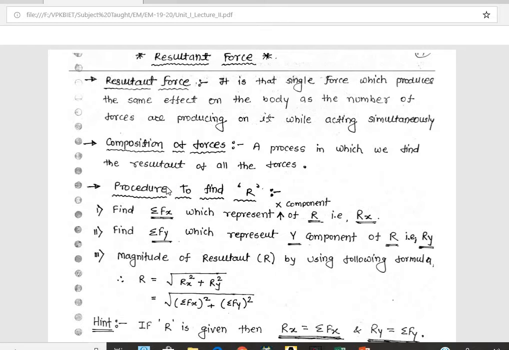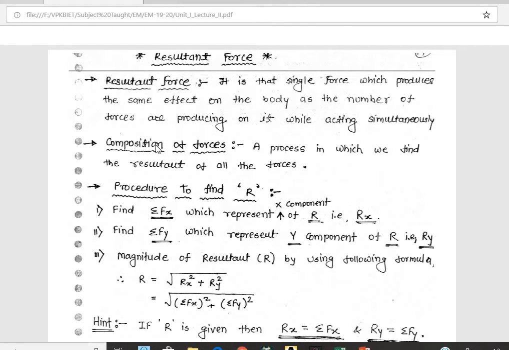Resultant force is that single force which produces the same effect on the body as a number of forces produce while acting simultaneously. Means if a number of forces are acting on a body and they are replaced by a single force, that single force is called the resultant force, and the effect of that number of forces and the effect of the resultant force are the same.